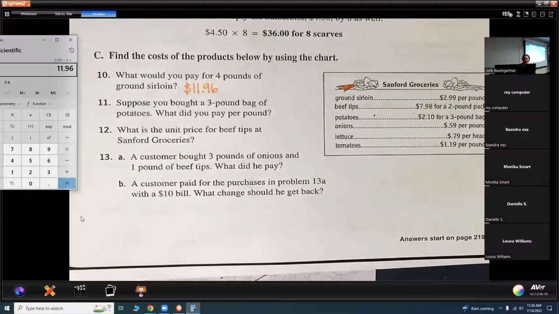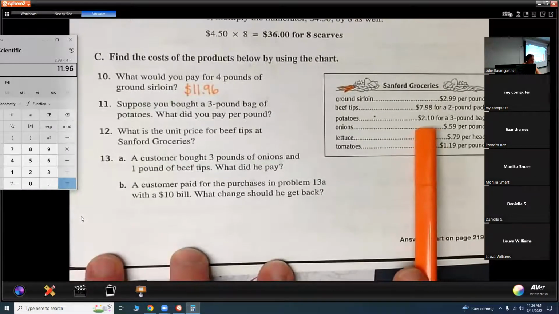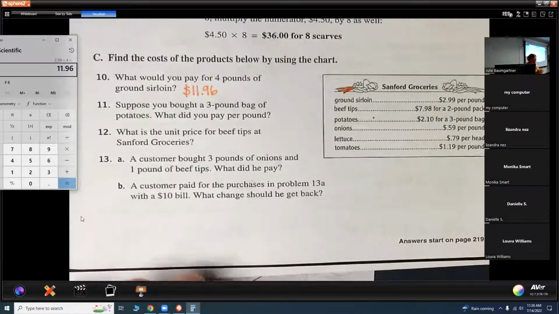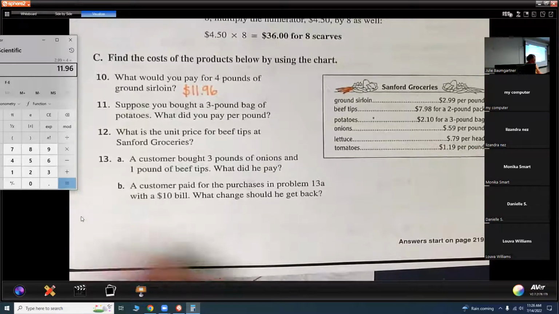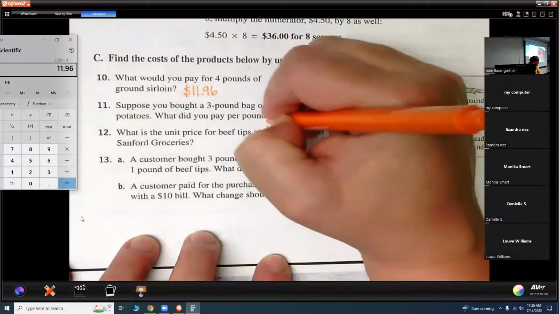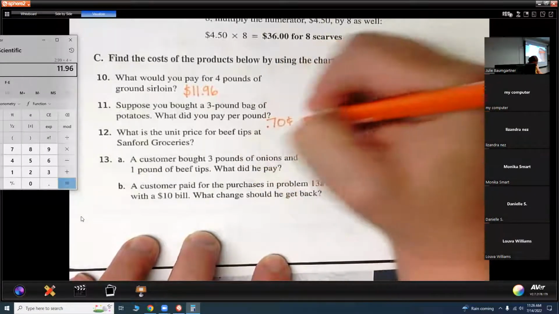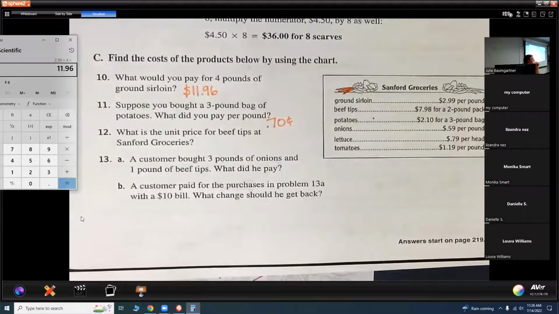All right, suppose you got a 3-pound bag of potatoes, what did you pay per pound? Yeah, good. And so there we do the opposite, 2.10 divided by 3. It says 0.70 or 70 cents. Luckily, they aren't adding tax on top of it yet. Maybe we're in Oregon, so there's no sales tax, although I think there's still food tax.